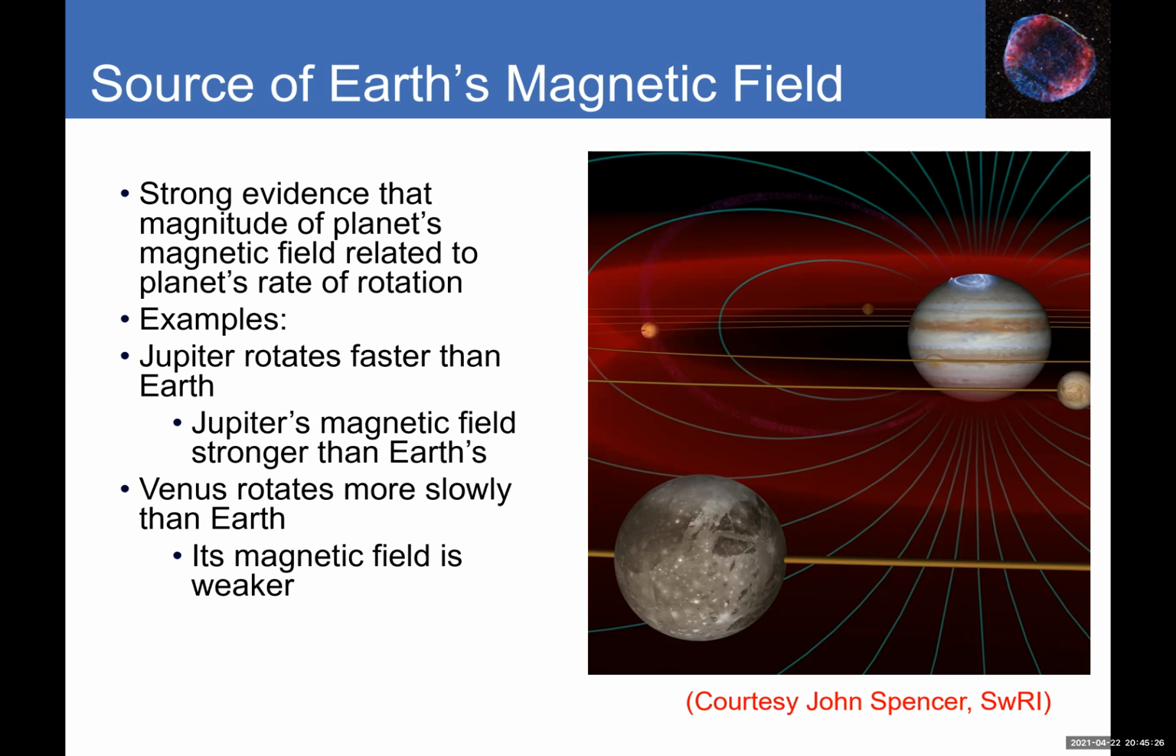For example, here I have Jupiter, which has a much higher rotational rate than Earth. It has a much stronger magnetic field. And you can see Venus rotates more slowly than Earth. Its magnetic field is weaker.